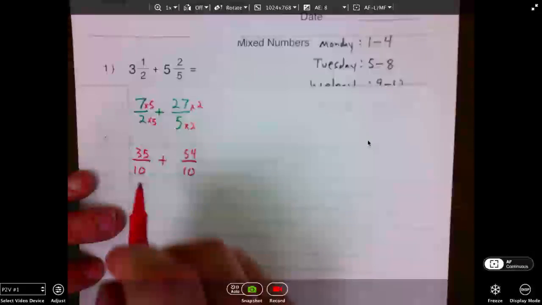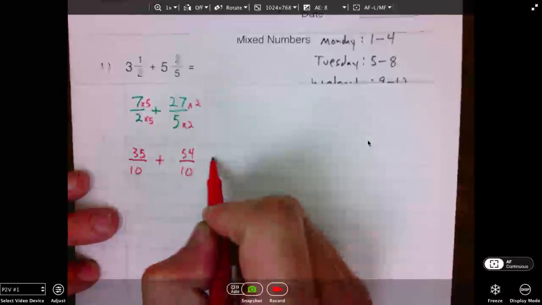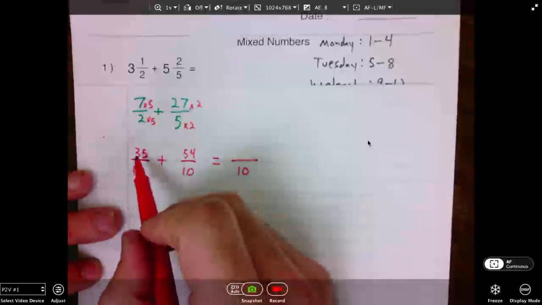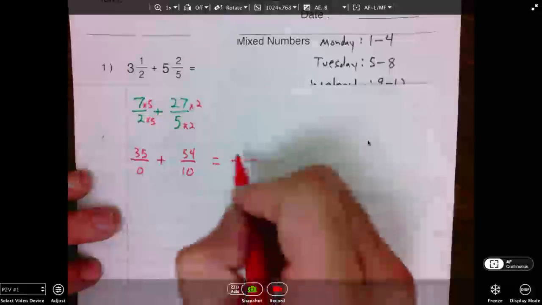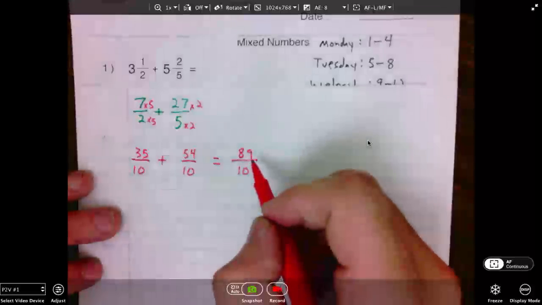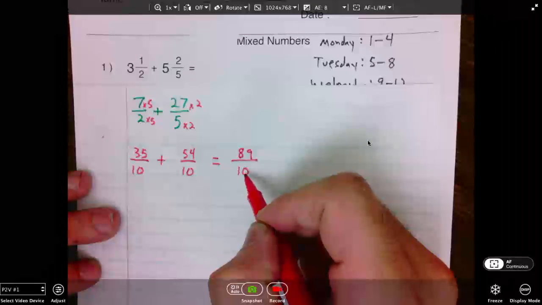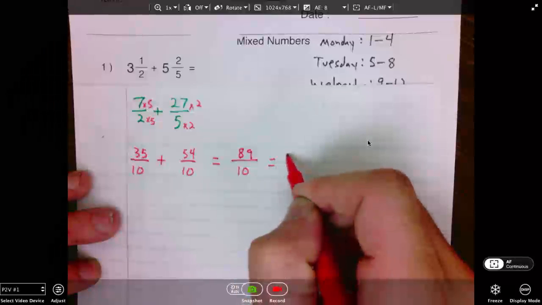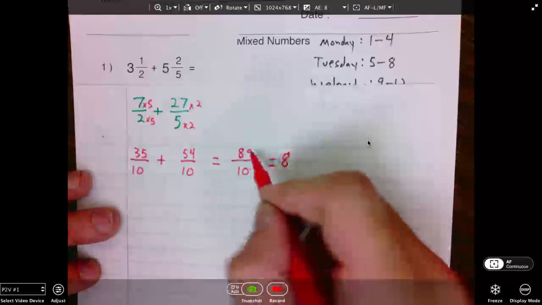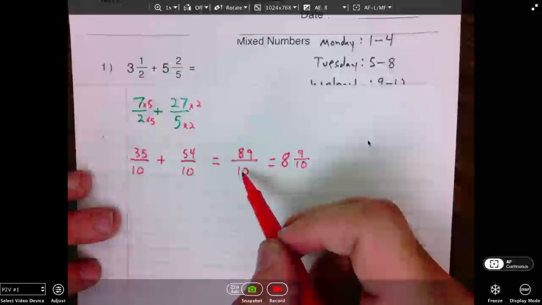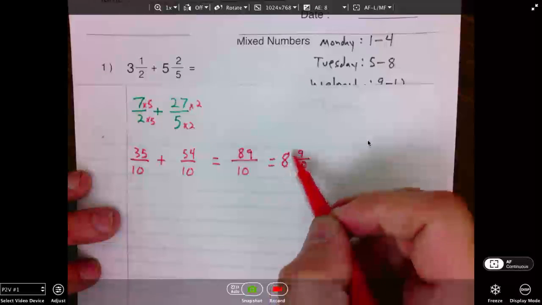Now that the denominators are equal, we can add the numerators together. The sum will have the same denominator, 10. Adding 35 plus 54 yields 89. Lastly, we will change this improper fraction into a mixed number. 10 goes into 89 8 whole times with 9 left over. 89 over 10 is equal to 8 9/10.